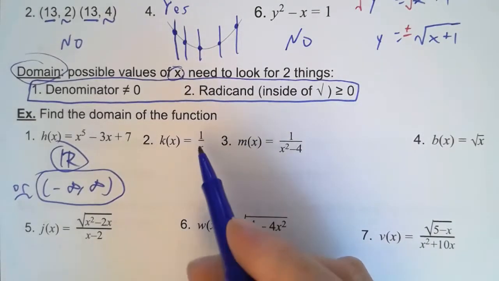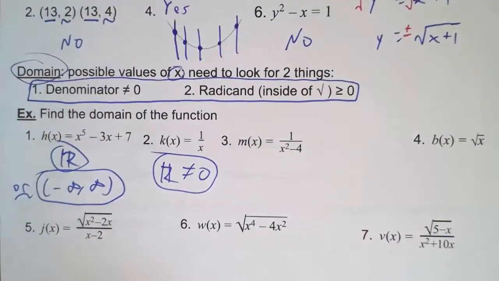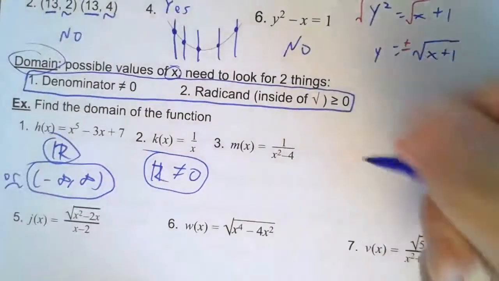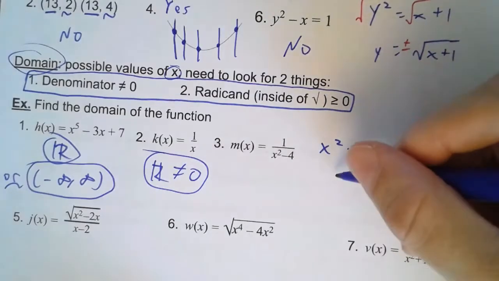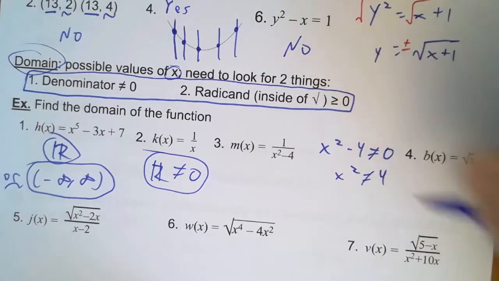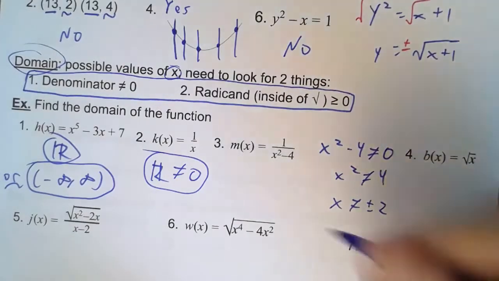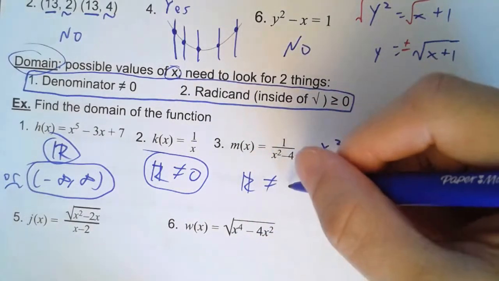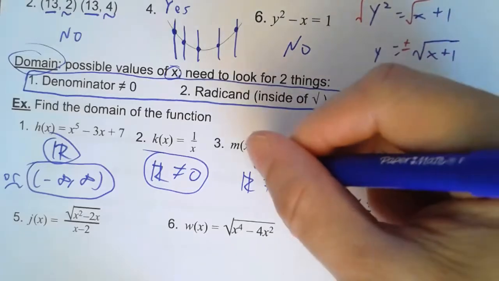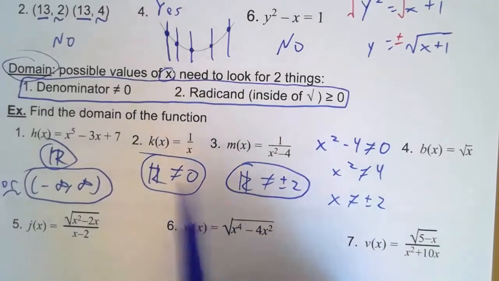Now this one does have a potential problem. This one, we can't have 0 in that denominator. So the domain is all real numbers, everything except 0. And so something like this, we would have x squared minus 4 can't equal 0. So x squared can't equal 4. So x can't equal plus or minus 2. So we would say all real numbers, that's what the R with an extra line means, all real numbers, except for plus or minus 2. So that's one problem. Denominators can't equal 0. One thing to watch out for.